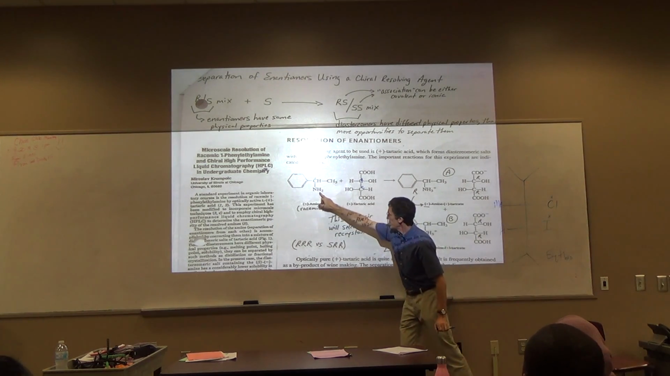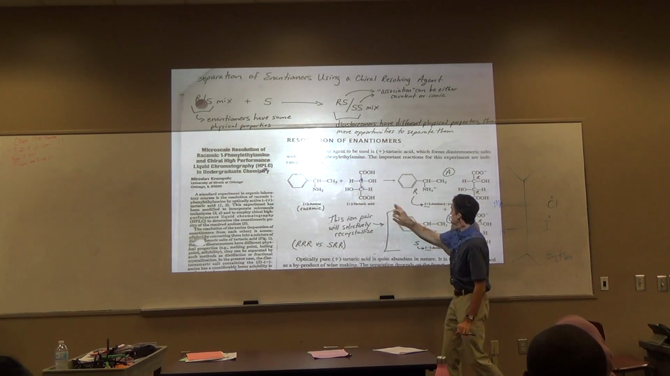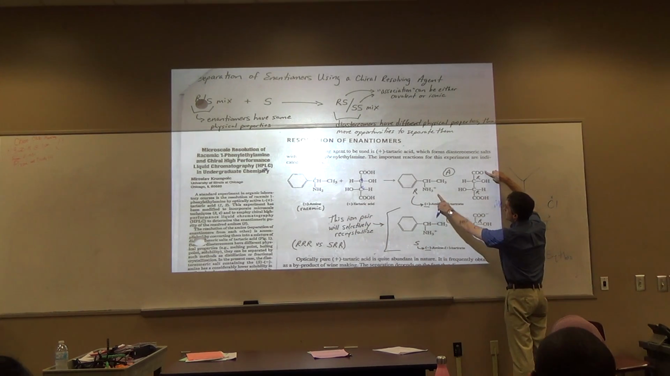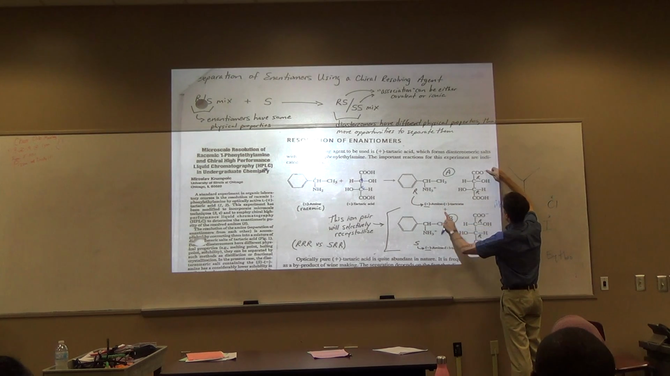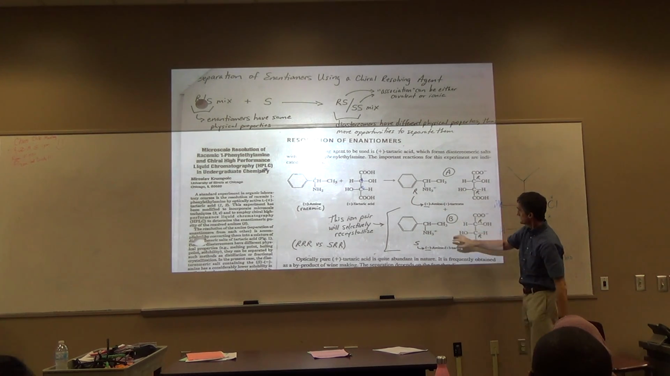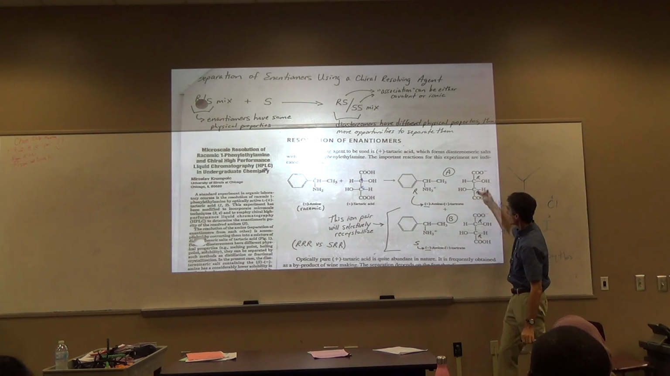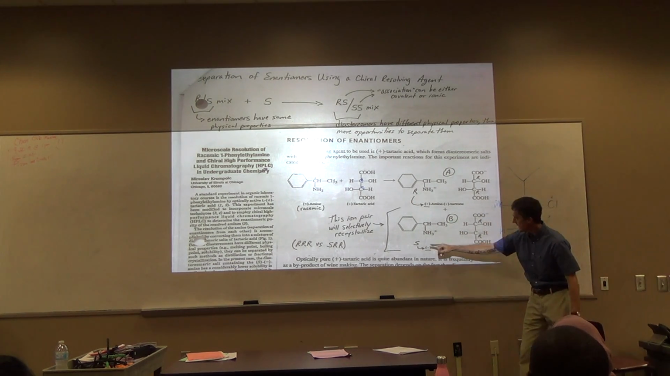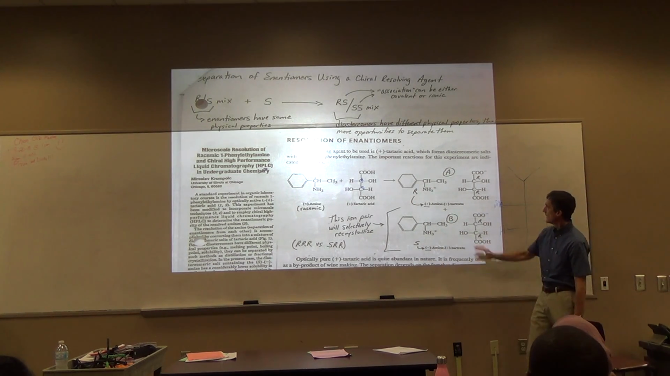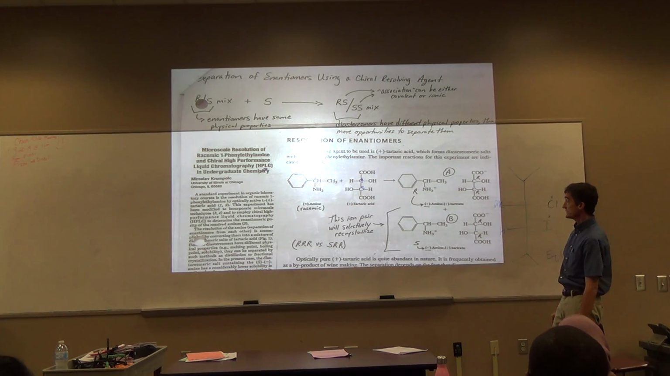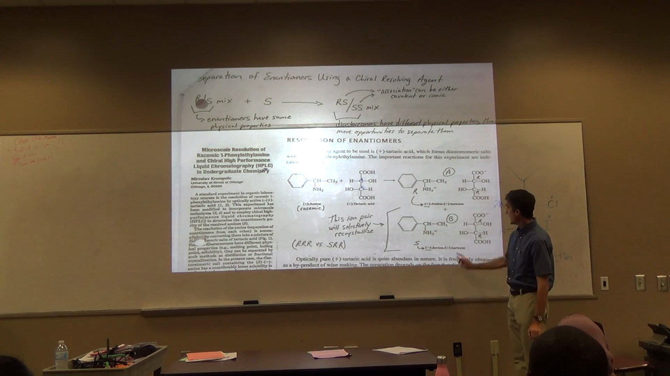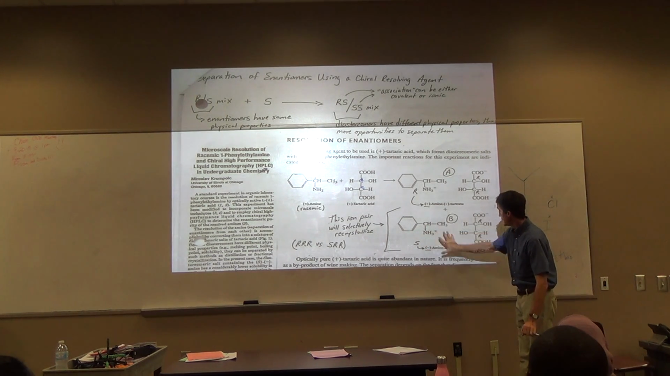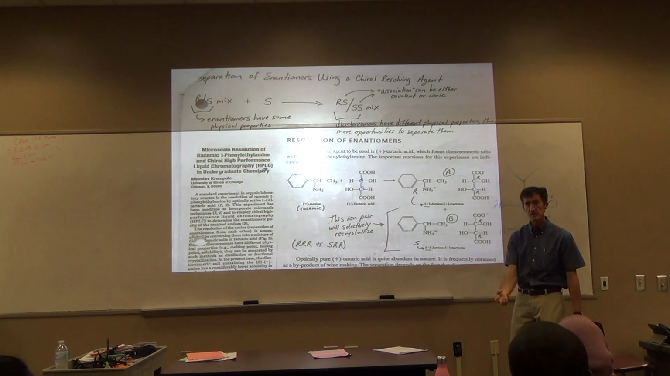And the amine reacts with one of the acidic protons to make an ion pair. We protonate the amine, and we get an anion. But we end up with RRR, and we also get RRS. Call them A and B. A and B can be separated by recrystallization, actually, where the B ion pair will crystallize.